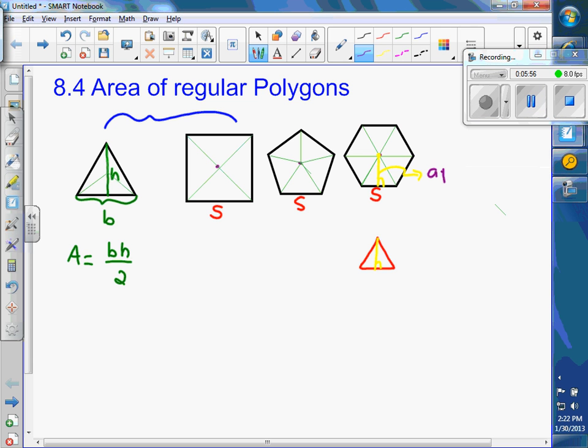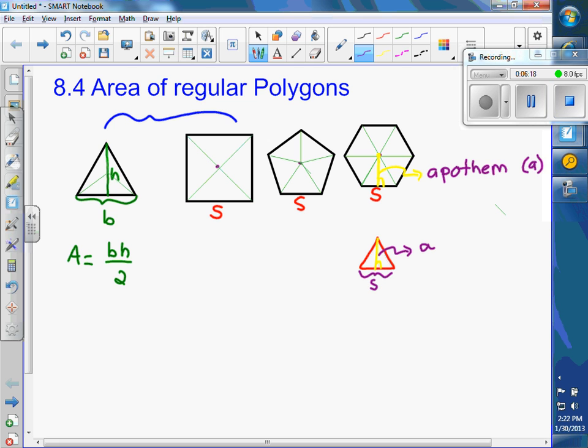So this is called the apothem. They denote it with the letter A. So you have an A here, and you have an S here.